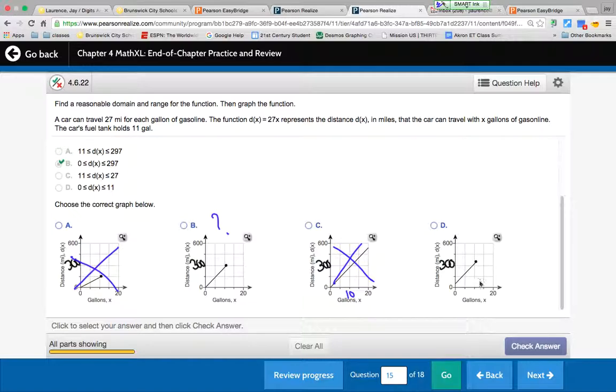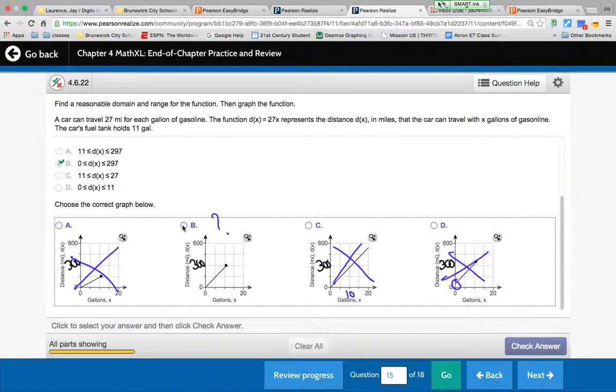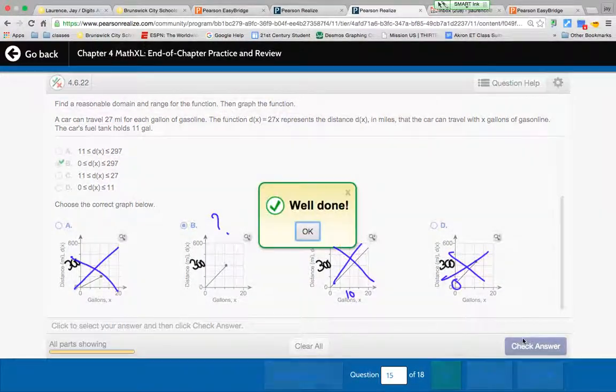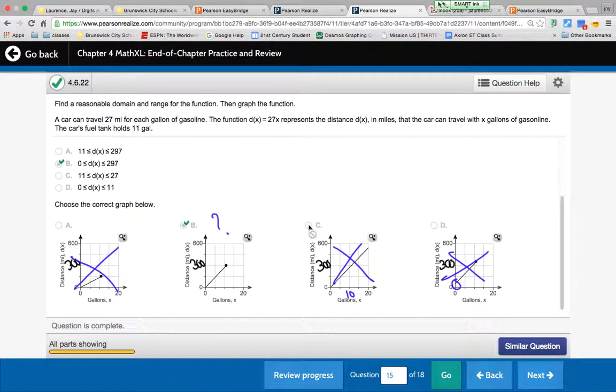Now, this one here looks like it might be going a little bit too far, and it doesn't start at 0. So I am betting that the correct answer is B. And let's check the answer. There we go. Okay, almost done here.